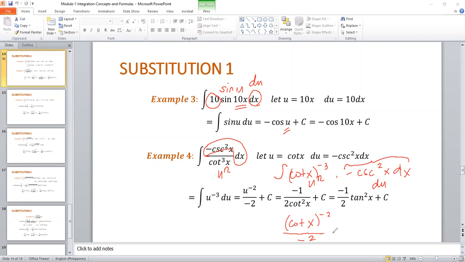Now, what is this? So you can simplify this further as negative 1/2. Then you have cotangent squared x here. Now, we place it in the denominator that makes the exponent positive. If you want to write the equivalent of 1 over cotangent, that would be this. So that is why you see there a negative 1/2 tangent squared x plus c.